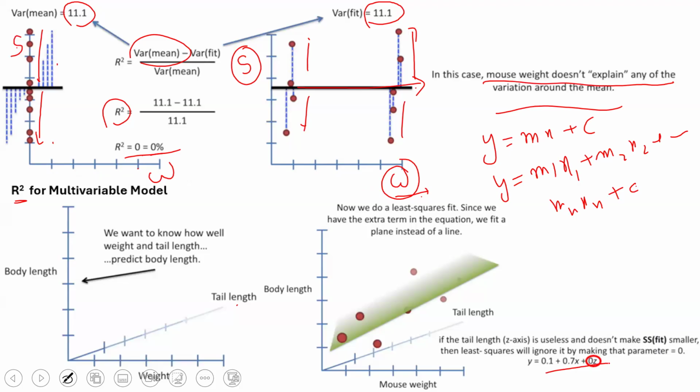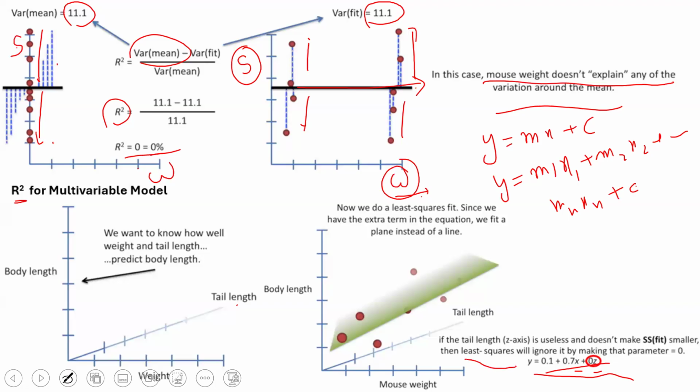Now when you have two dimensions, say x is mouse weight and z is tail length, your equation keeps on extending. So it would become a plane instead of a line. Okay. If the tail length z-axis is useless and doesn't make the SS fit smaller, then least squares will ignore it by making the parameter 0.